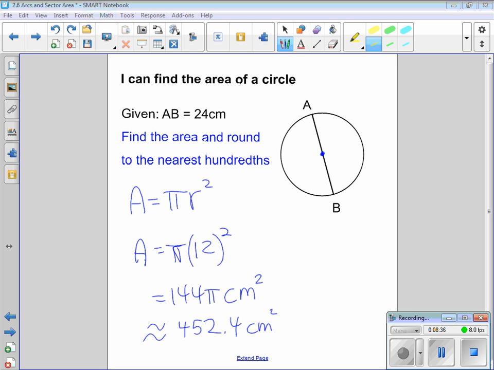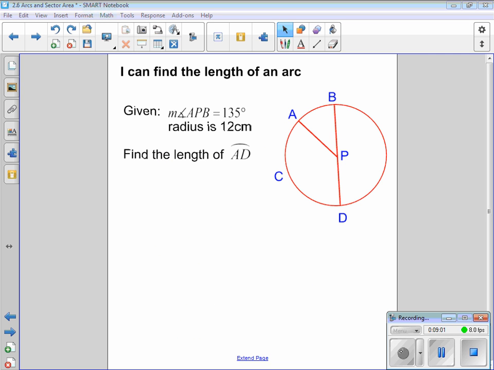It's approximately 452.4 centimeters squared. So if I wanted to go out and buy tiles to cover this circle that are 1 centimeter by 1 centimeter in size, I would buy about 453 of these, maybe 460 or 470, because I'm going to break some of them. So anyway, moving on. All right, here we have another one.